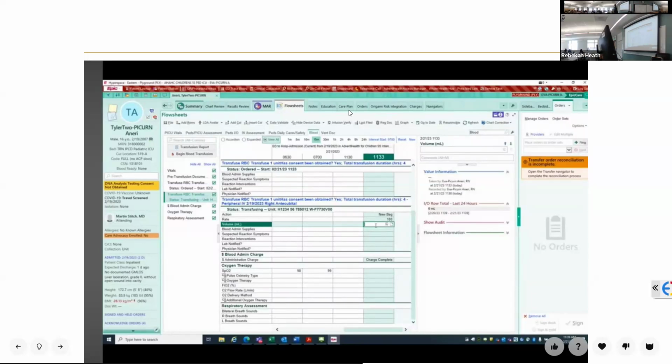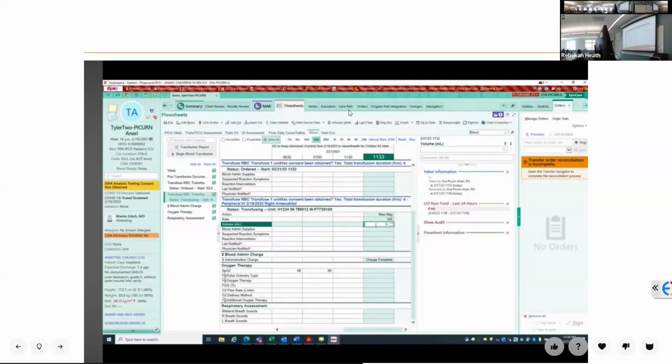So here it has oxygen therapy on the flow sheet. When we gave blood here, they gave a new bag of red blood cells. And then it's kind of nice, they have the blood administration supplies, those tubings, different things. The charges for blood are kind of high. Just know it's nice they have it on here.